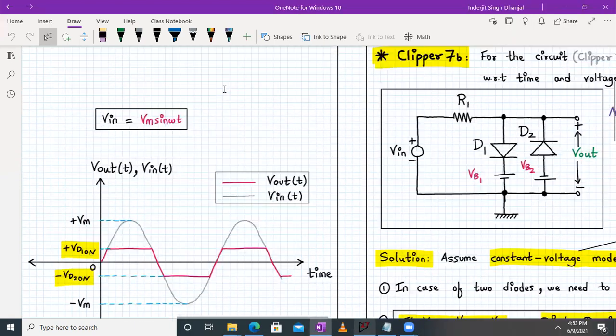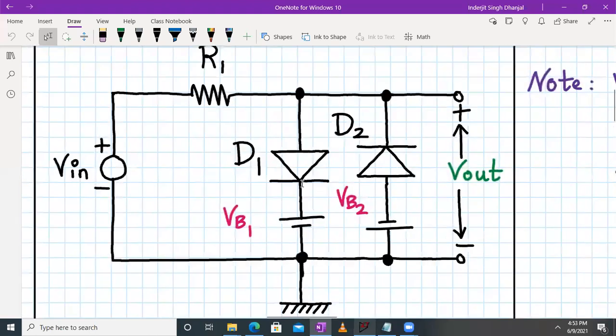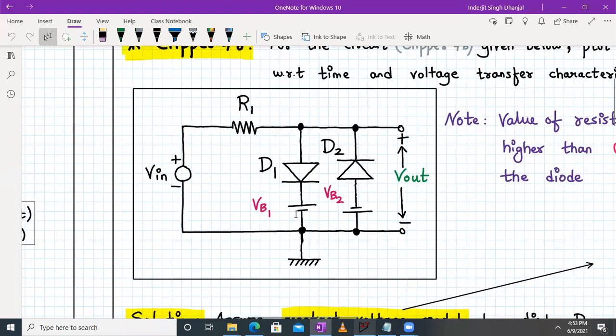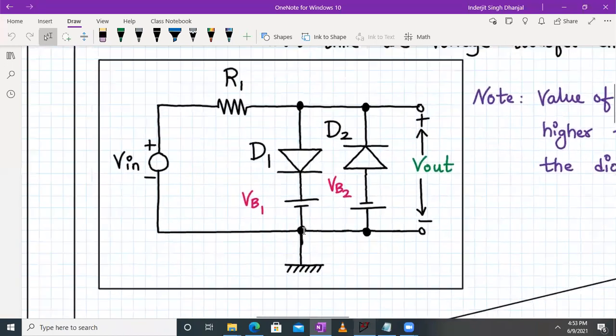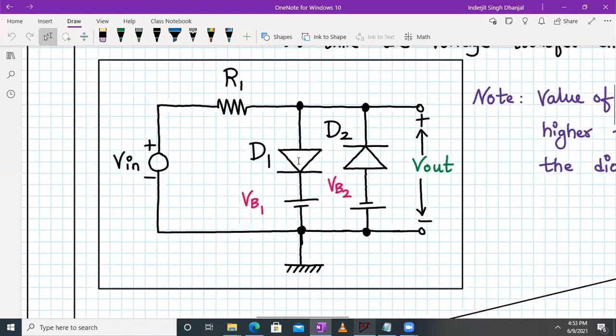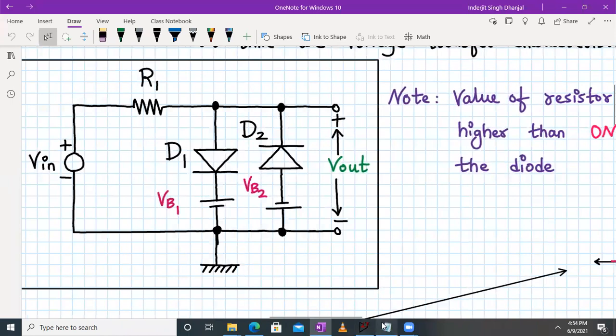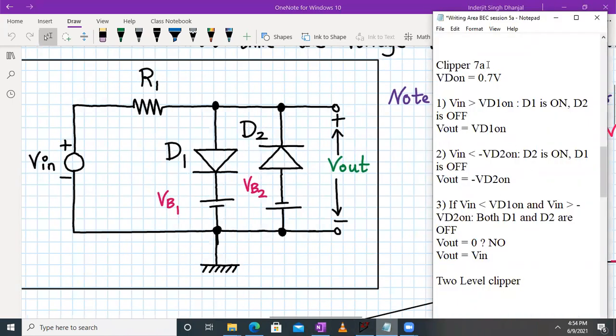Fine. Now let's go for clipper number 7B. Here we have added two additional DC supplies, VB1 and VB2. So what is VB1 doing? If you see carefully, VB1 is opposing diode D1 to turn on, and VB2 is opposing diode D2 to turn on. Earlier we have seen this scenario. So for clipper number 7B, let me change it here only. Let's consider VD on as 0.7 and VB as 1 volt. Both VB1 and VB2 are 1 volt.